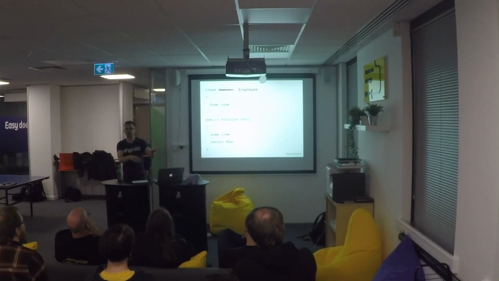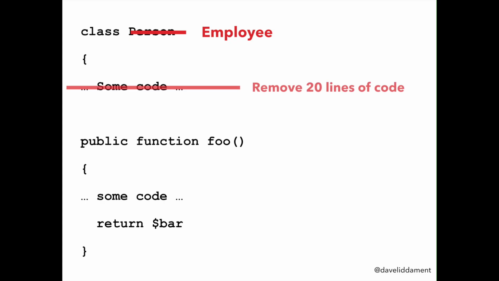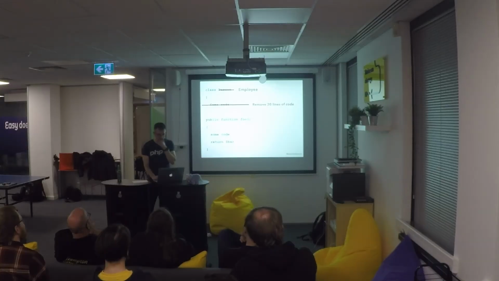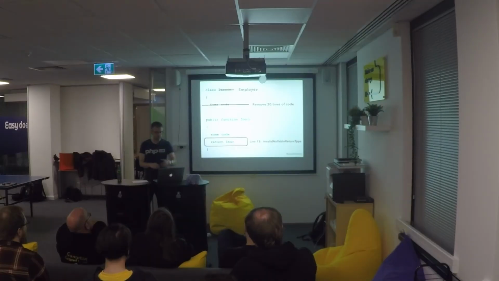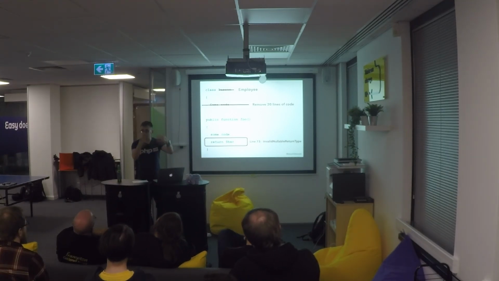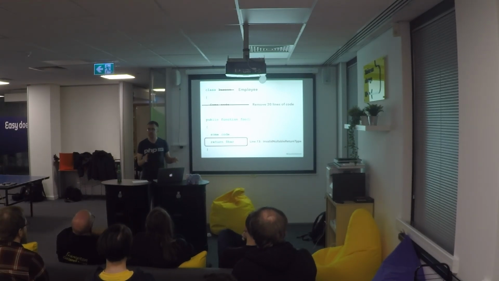So it used to be source entity person, now it's source entity employee.php. We've removed 20 lines of code, and then we rerun the analysis, and it says on line 73, we've got this invalid nullable return type.